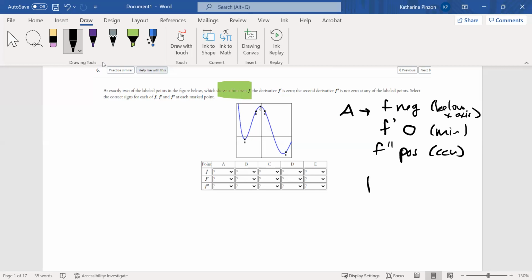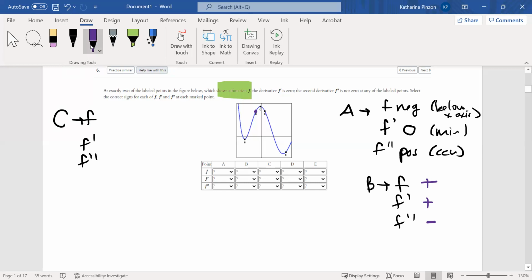Okay, how about at point B? Point B is over here. So it's above the x-axis, so this guy is positive. It's increasing, so F prime is positive, and it's concave down, it looks like. So this guy's going to be negative. Why is it concave down? Because it's down like a frown. It's turned upside down, right here at B. Oh, you have a different view. Oh, yeah, my graph might be different than yours.